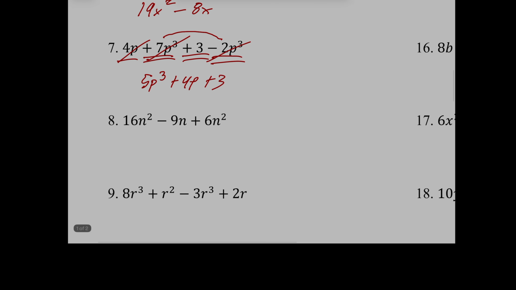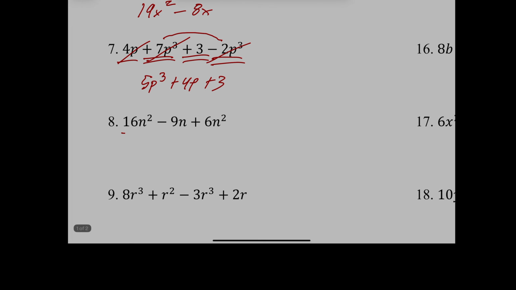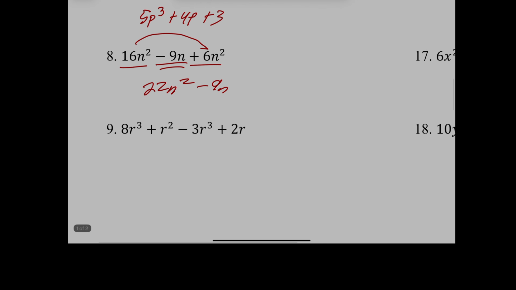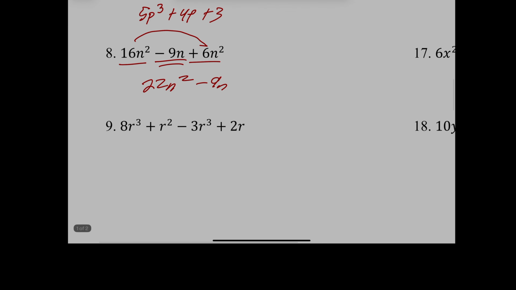All right? Let's go on to number 8. I have an n squared, I have an n, and I have another n squared. So these are my like terms. I read it as 16 plus 6, which would be a 22n squared, and I just copy down my n component. Okay? Let's go to number 9. I have an r cubed, I have an r squared, I have another r cubed, so he gets the same 1 underline, and I have an r.